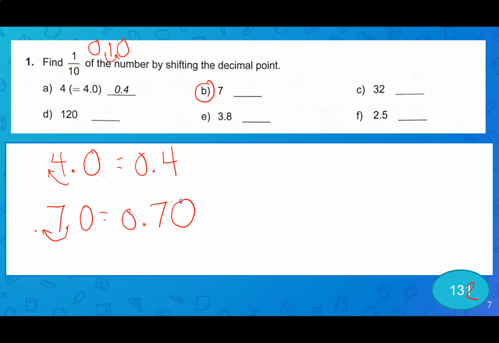That's the same as 0.70, 70 cents. So if we have $7 and divide it between 10 people, they each get 1/10 of our $7, and they would get 70 cents. Please try the rest of question 1 on your own.